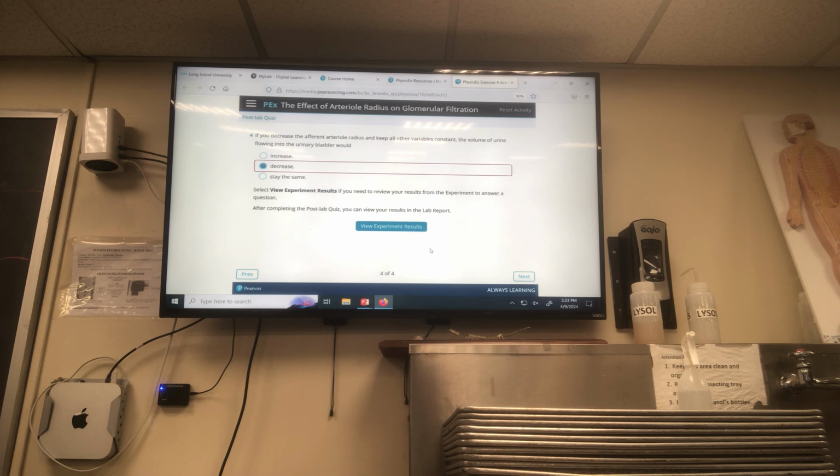Wait, can you do number 2 again? Okay, number 2, this one? Yeah. Okay, if you decrease the efferent arteriole radius and keep all the other variables constant, the volume of urine flowing into the urinary bladder would increase. Yeah, it would increase. If you constrict this, then you would lag behind. There will be a lot of pressure here trying to get out. That would increase the glomerular filtration rate, that would increase the glomerular filtration pressure, and that would also increase the urine volume formation. Wow.